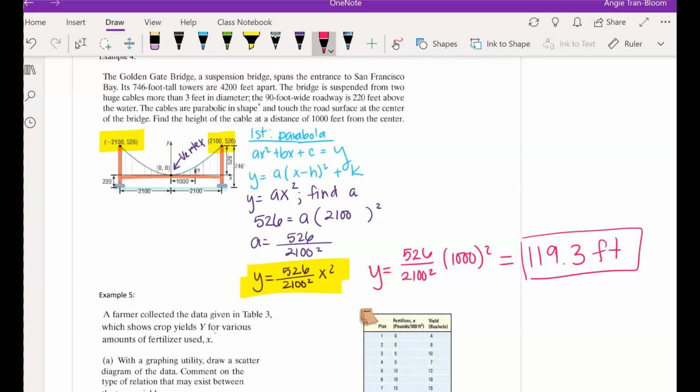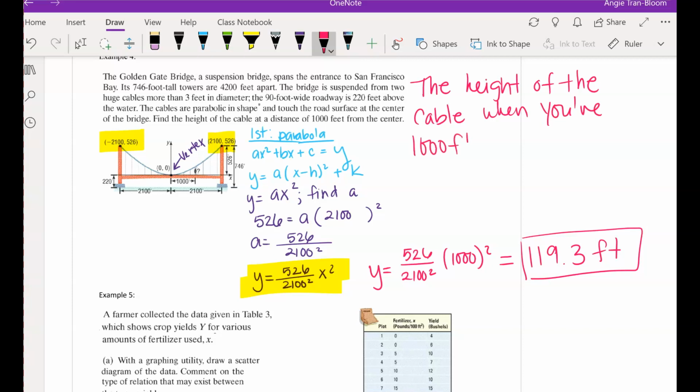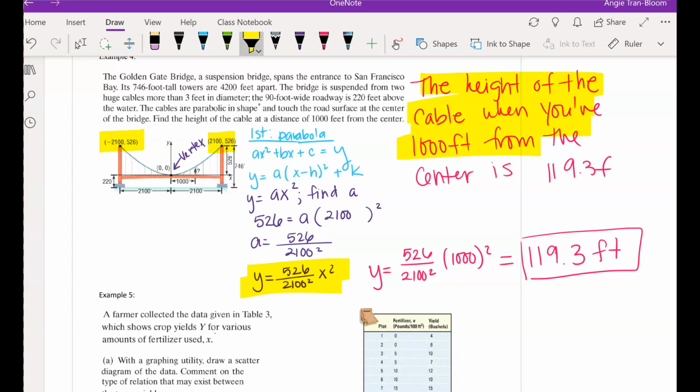So the height is, how would you write that as a complete sentence? The height of the cable when you are 1,000 feet from the center is 119.3 feet. Beautiful. There you go.